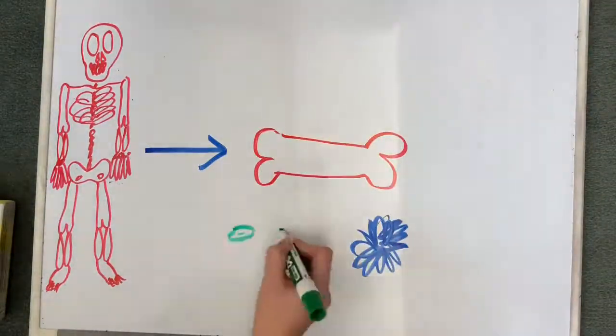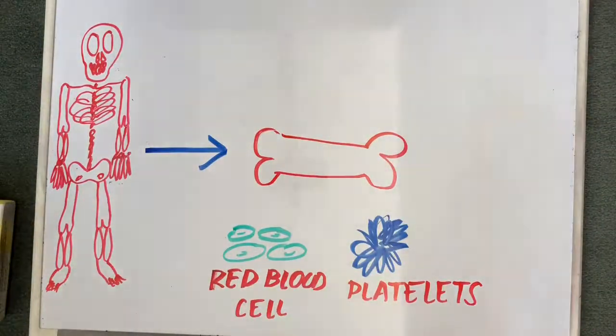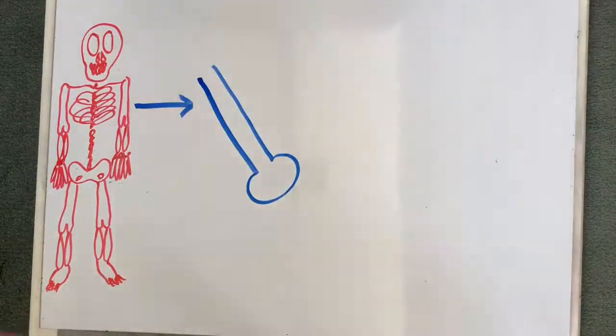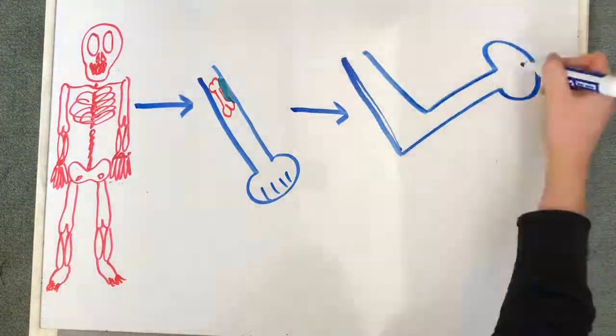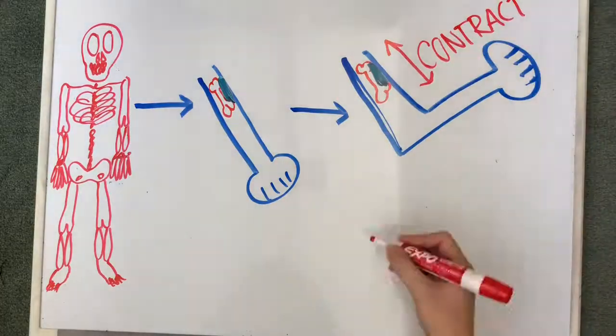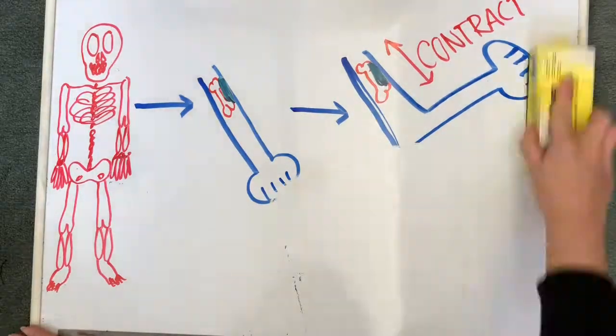It is a growth center for cells, as red blood cells and platelets are made in bones. Since muscles are attached to the bones, it allows movement, as when muscles contract, they facilitate movement of the bones.